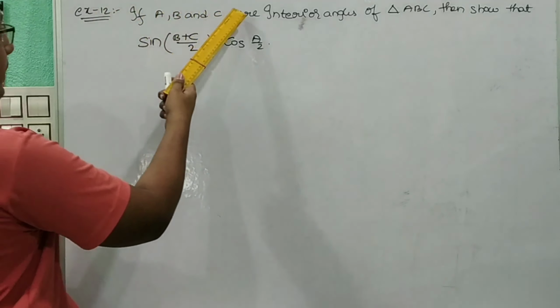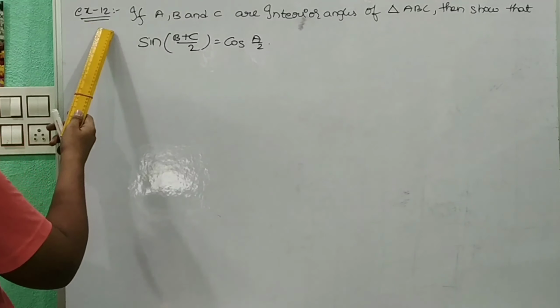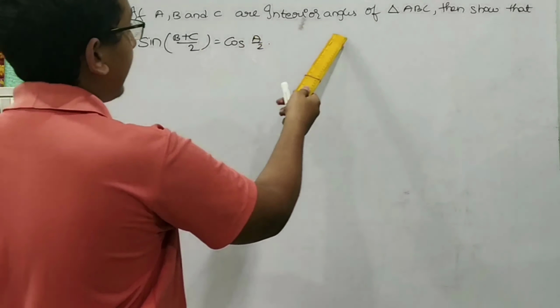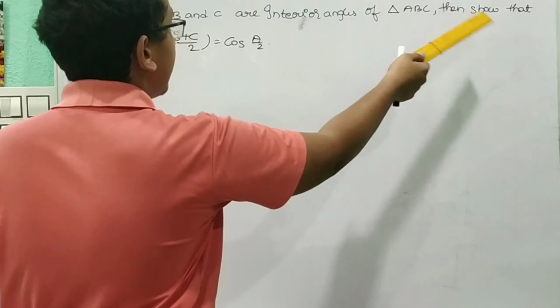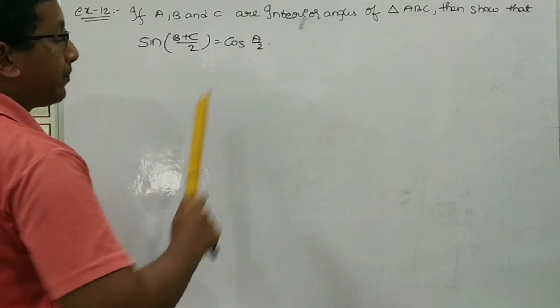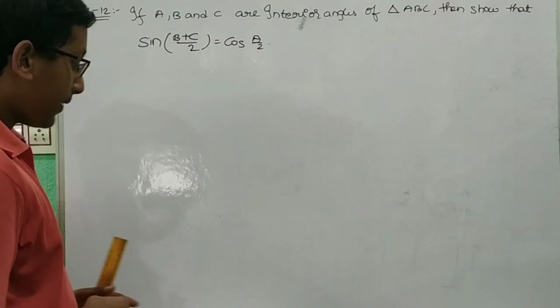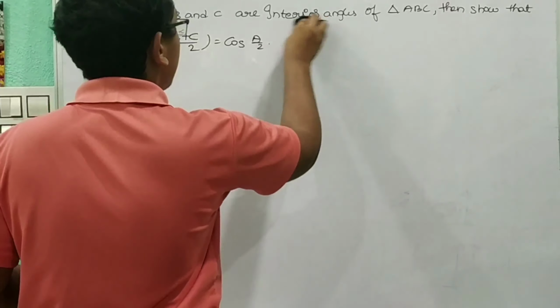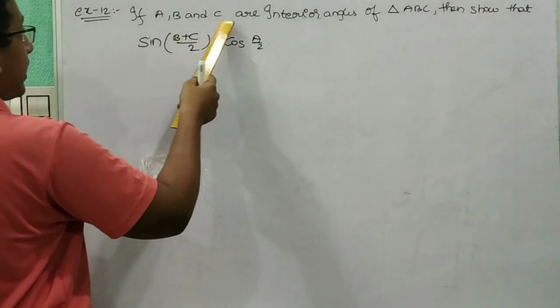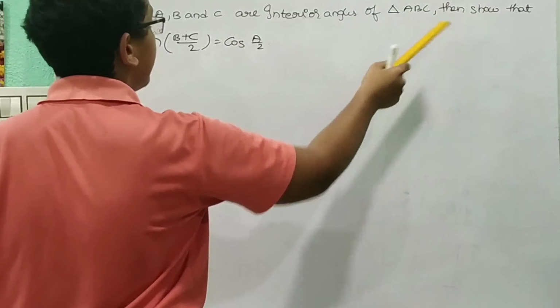From the class 10 trigonometry chapter, I have taken example number 12: if A, B, C are interior angles of triangle ABC, then show that sin of (B plus C) by 2 equals cos A by 2. This is the question given. Here they said that A, B, C are interior angles of triangle ABC.